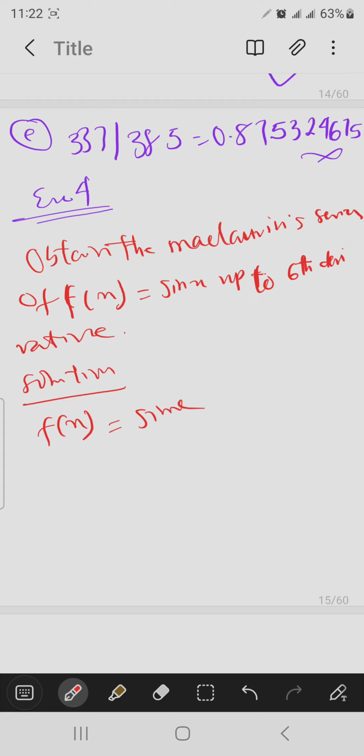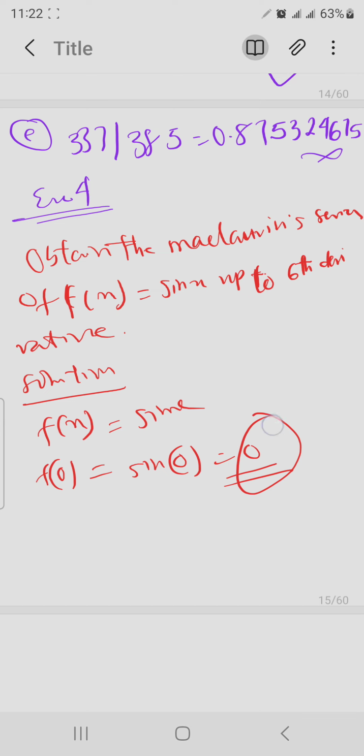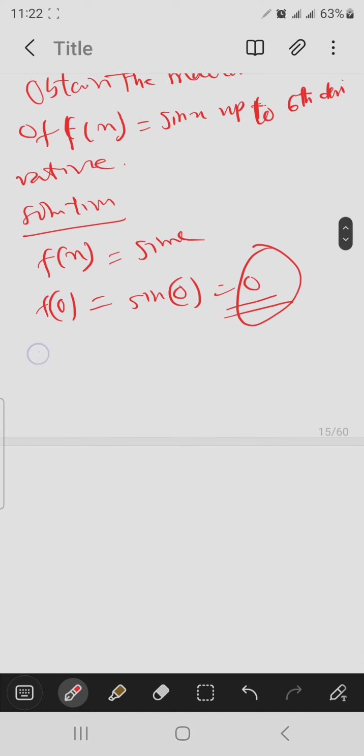F of x is going to be what? Sin x. So f of 0 will now be equal to what? Sin 0. What is sin 0? 0. You know this. This is what I'm going to use. The second one, I'm going to differentiate f of x, which will now be f prime of x. Derivative of sin x is equal to what? Cos x.